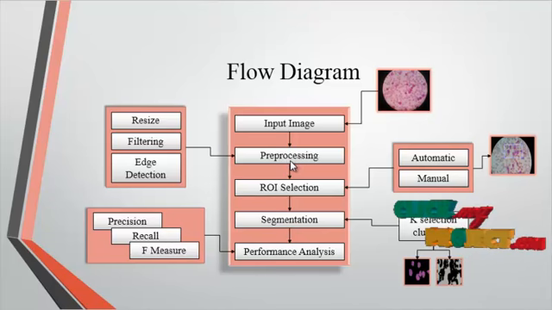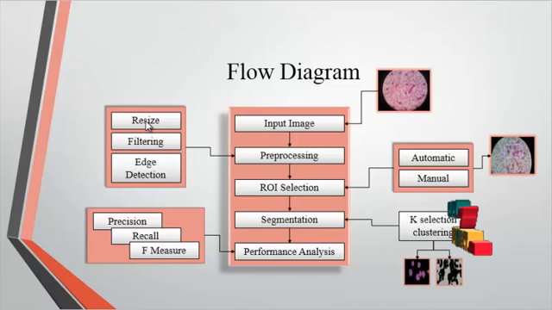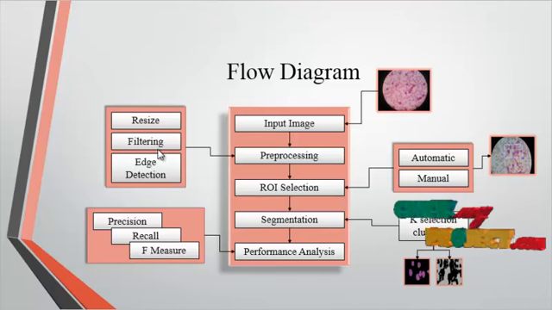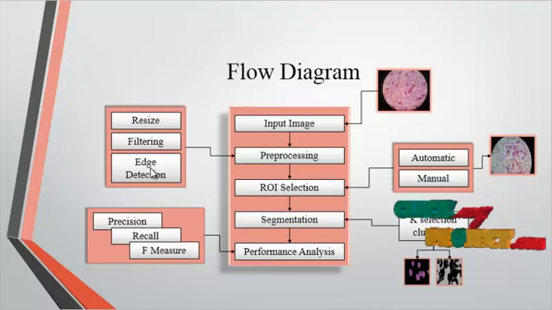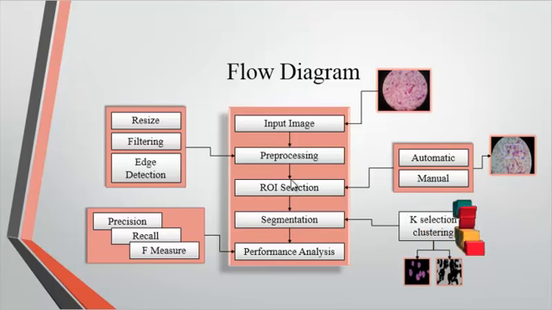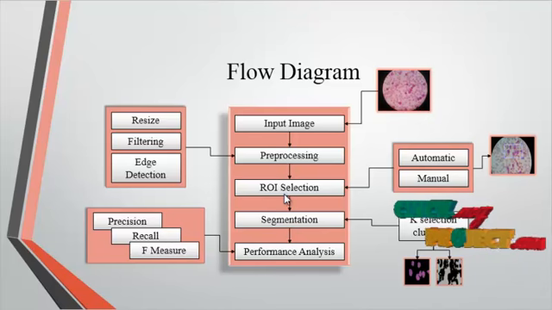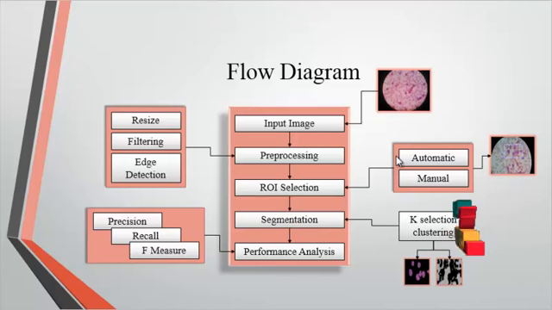In these pre-processing steps, we have to consider three major steps. First one is image resizing, the second one is image filtering, and the third major module is edge detection. After the pre-processing is completed, the region selection is undertaken. The region selection is nothing but cropping the selected region from the image.